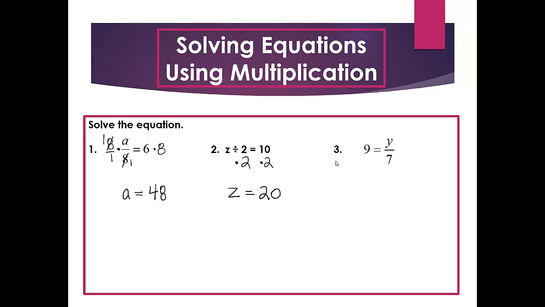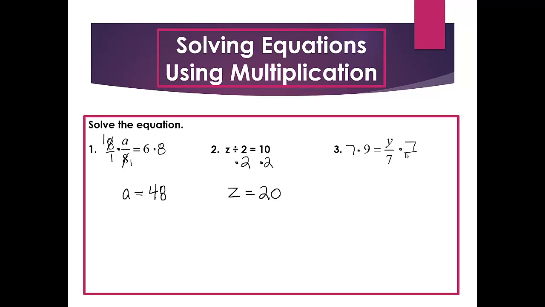And now for number 3, we have 9 equals y over 7. Or we can say this is y divided by 7. For this problem, we're going to focus on the right-hand side of the equation because that has our variable y. We are dividing by 7 on this side of the equation, so we want to undo the division by using multiplication. So we're going to multiply both sides by 7.